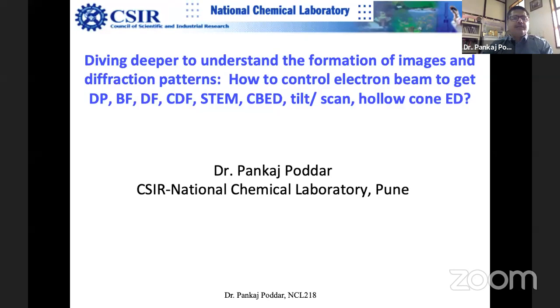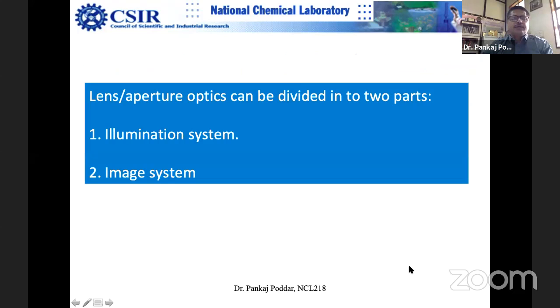So in principle, in an electron microscope, there are two systems. One is the illumination system and the second is the image system. The illumination system is the lens systems and aperture systems above the sample. You have an electron source, and then a couple of condenser lenses, C1, C2. Then you have the condenser and objective lens pair, and then the electron beam, whether it is parallel or convergent, passes through the sample. So this system is basically the illumination system. You illuminate the sample using all these optics above the sample.